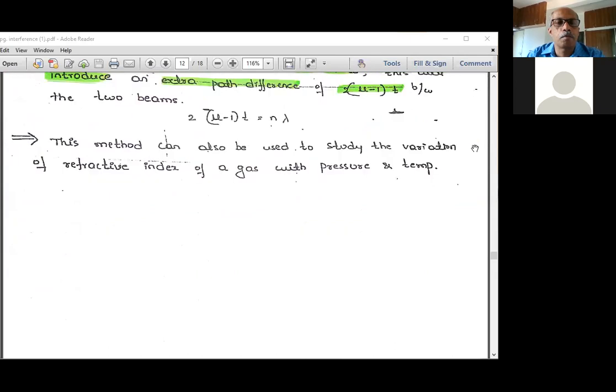Therefore, the path difference between the two beams will be 2(mu minus 1)t, which is equal to n lambda. So by this, n is the order of interference, n is equal to 0, 1, 2, 3, 4, etc., and mu is the refractive index, t is the thickness, and lambda is the wavelength of light used.